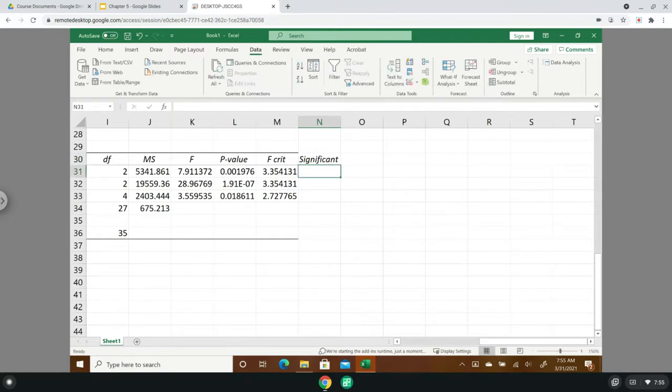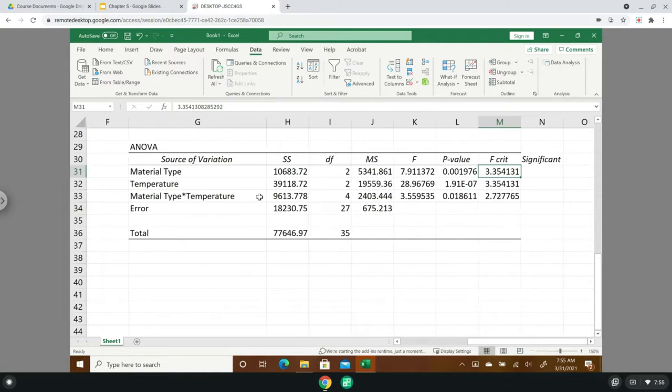So let's see. We can actually write a formula here. First let me explain the concept and then we can formalize it. You compare your F value with the F critical value. If your F value is higher than the F critical value, then you should reject the null hypothesis. And the null hypothesis is always about equality of means.